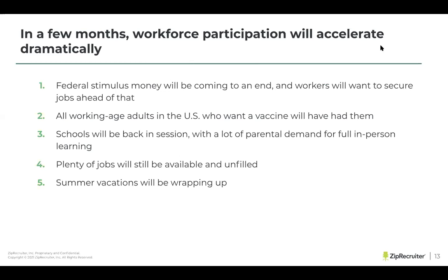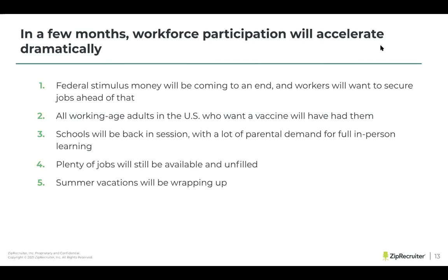In a few months, workforce participation will accelerate dramatically, and a lot of this is going to be derived from the next five things. One, federal stimulus money will be coming to an end, and workers will want to secure jobs ahead of that, as they see their weekly benefits coming to a close. Two, all working age adults in the United States who want a vaccine will most likely have had the opportunity to get one by this time. Three, schools should be back in session, with a lot of parental demand for full in-person learning. And then, at the end of the day, there are going to be plenty of jobs that will still be available and unfilled.